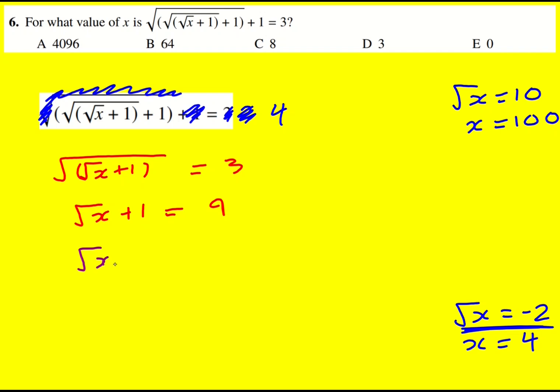Finally, I can minus 1 to give me the square root of x equals 8, and then square to give 64. And that is going to be our answer. There's no spurious solution. I mean, you can put it back in and check if you want. That's not a bad idea.